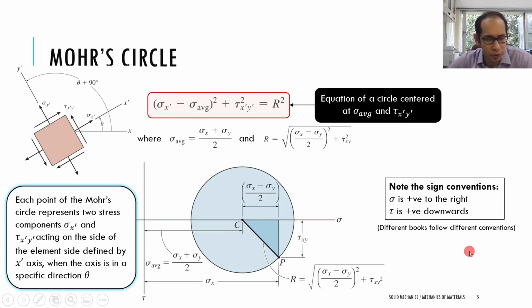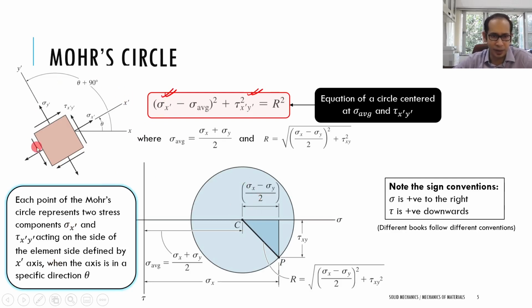Now if you take the Mohr circle, each point of the Mohr circle, as you can see, represents two stress components, sigma x prime and tau x prime y prime. Although I have indicated this as a general sigma and a general tau, if you look at the basic equation, every point is a representation of your sigma x prime and your tau x prime y prime, acting on the side of an element defined by the x prime axis. Why x prime axis? Because this is sigma x prime. So essentially this is any point within the circle.